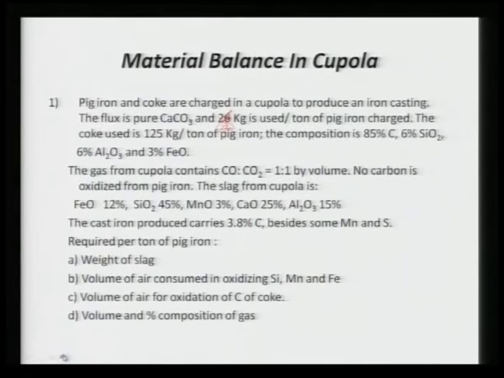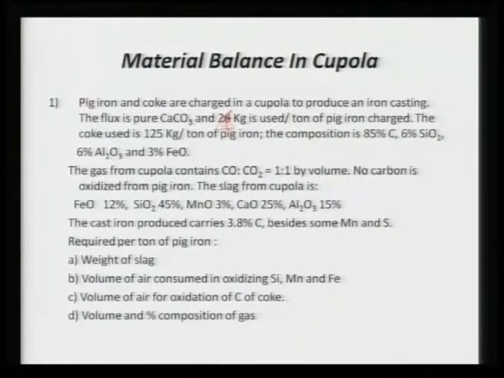Note, some correction is there: instead of 26, 22 kg is used. So, pig iron and coke are charged in a cupola to produce an iron casting. The flux is pure calcium carbonate. It does not matter, because you are supplying extra energy. Calcium carbonate may decompose to CaO and CO2, and you know from the earlier lecture that calcium carbonate decomposition is highly endothermic. It does not matter because you are supplying the source of energy from outside.